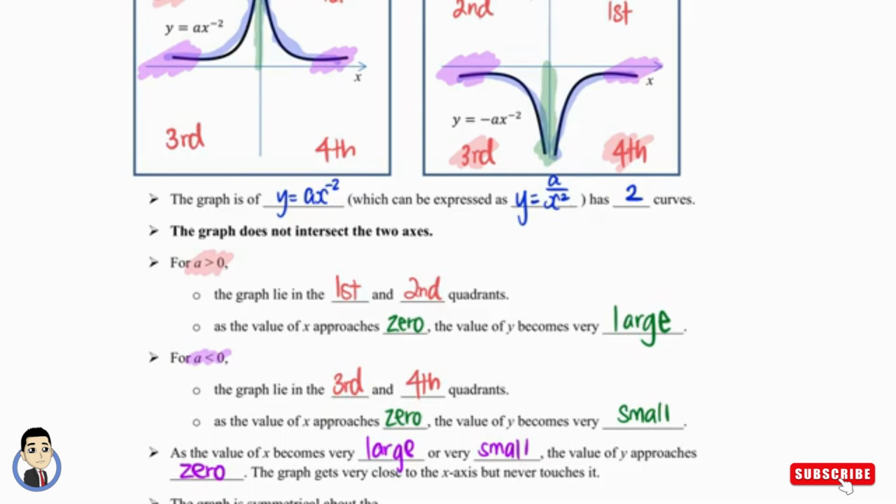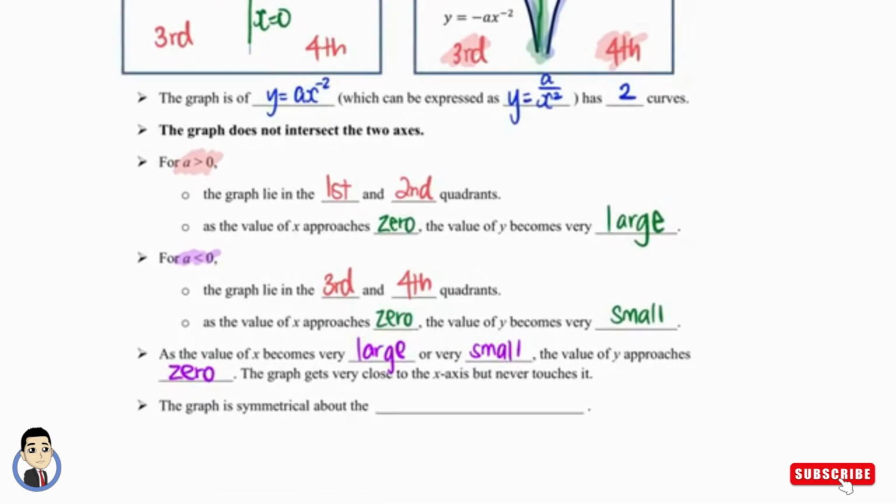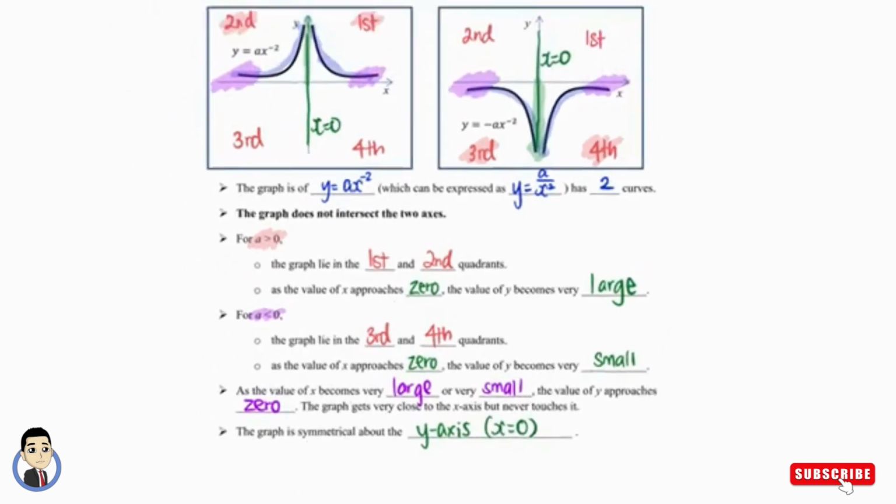Alright? For the last part, there's one more thing to talk about this particular graph. Do you realize that there's a line of symmetry here? Yes. So it is symmetrical about the y-axis, where the equation of the line is x equals 0. With that, we have come to the end of this video.